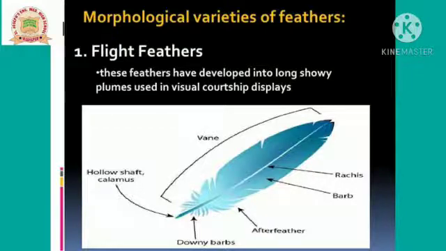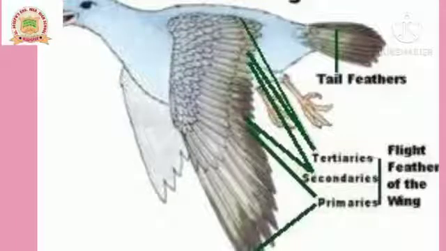Now the next one is the tail feather. Tail feathers are also called rectrices. These are mainly concerned with stability and control. They are used as a radar, helping to steer and balance the bird, and they also allow the bird to twist and turn in flight. These feathers act as a brake. When you want to stop your vehicle, you put on what? Brake. In birds, when they want to stop flying, at that time they use the tail feather. That's why the tail feather works like a brake.